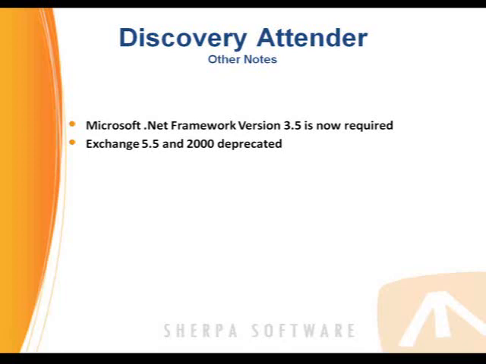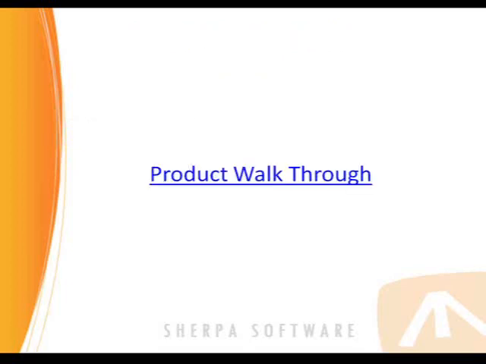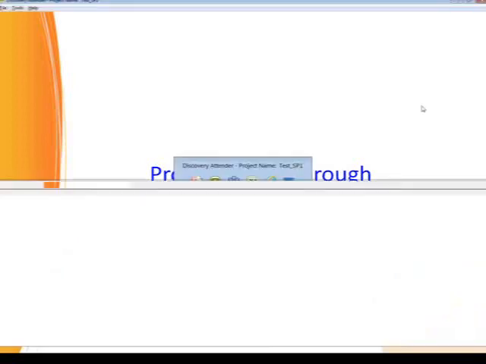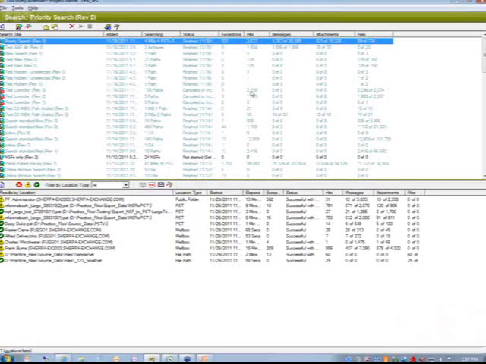The other thing you want to be aware of is that Exchange 5.5 and 2000 are deprecated. What that means is we haven't actually taken the functionality out of the tool. Discovery Tender will still work as well as it did with the earlier versions, but we no longer test against, nor do we support, searching of Exchange 5.5 or 2000 servers. If you have any questions about this deprecation, please don't hesitate to contact technical support. But with that note, let's take a look at the product and how it works.